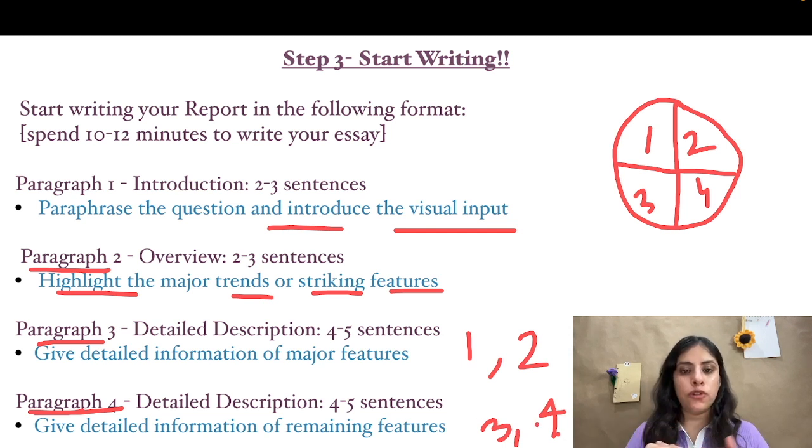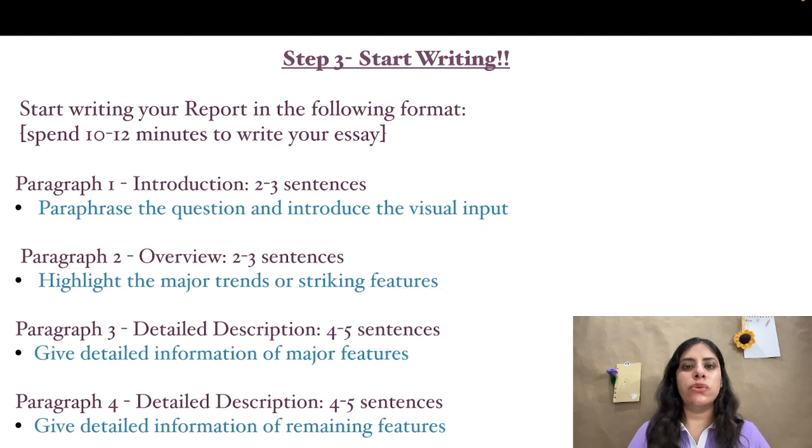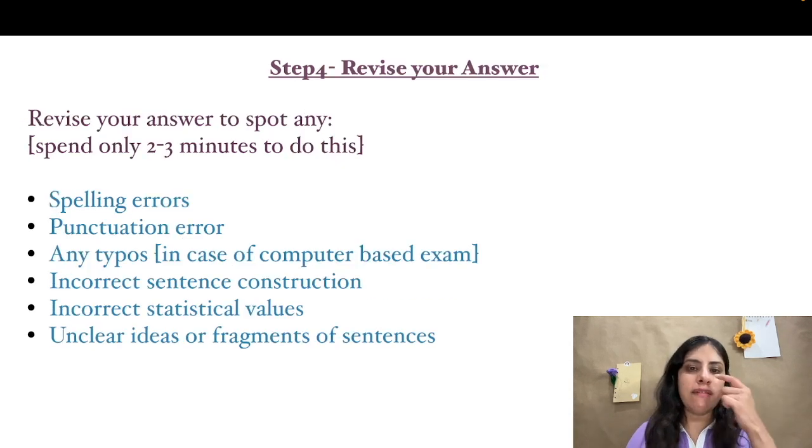So you have to segregate your features, and here your paragraph 2 will help you, whichever is your highlight. So according to this example, section 1 and 2 are the highlights of this pie chart. So first of all, we described those in paragraph 3, and then we mentioned section 3 and 4 in paragraph number 4. So here for both of these you have to write 4 to 5 sentences, but the only key to writing these is make comparisons. Compare the values, any highest value, any lowest value, even a value which is similar. Highlight it.